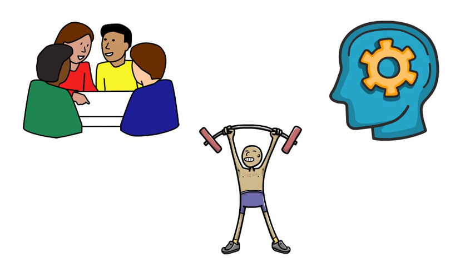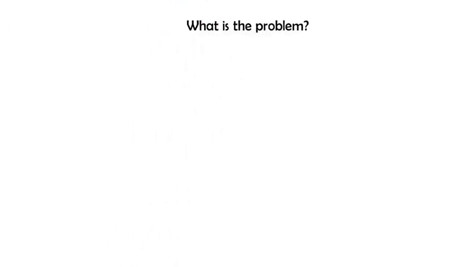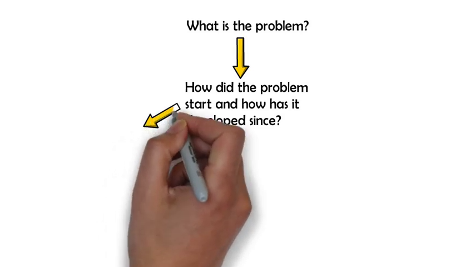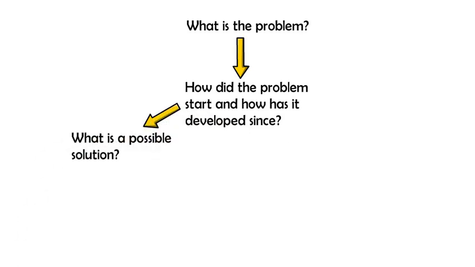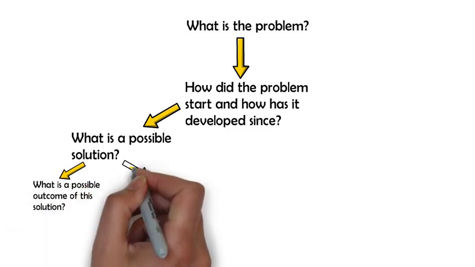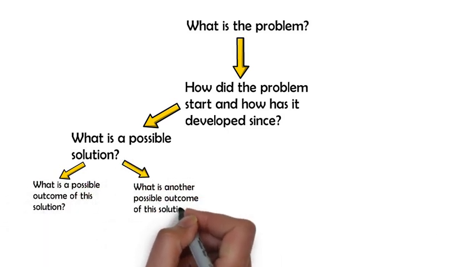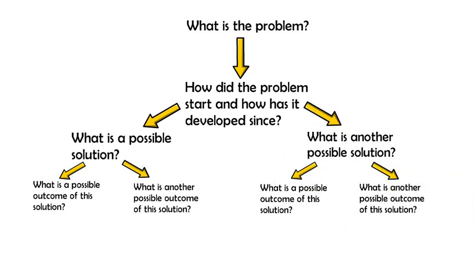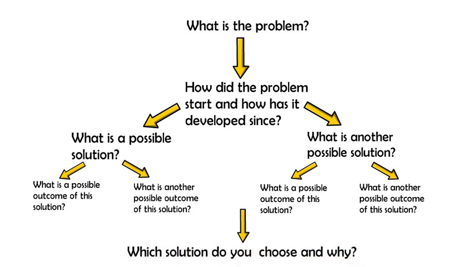So our board looks like this. First we write what is the problem. Then an arrow to the second question. How did the problem start and how has it developed since? Next, we branch off to what is a possible solution. Then we ask students to consider 2 possible results of that solution. After that, students consider another possible solution and its possible outcomes. Finally, the group chooses its preferred solution.